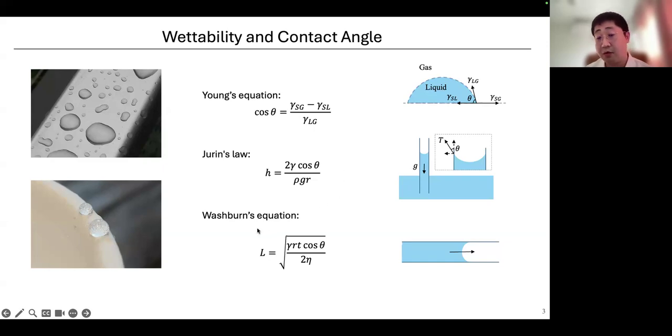Then we have Washburn's equation. Basically, if we have a liquid moving in a tube horizontally without consideration of gravity, the motion of the fluid can be described by taking into account the surface tension force and the dissipating viscous force. In the end, the distance scales with the square root of time, as well as other parameters like the size of the tube, the contact angle, and the viscosity.